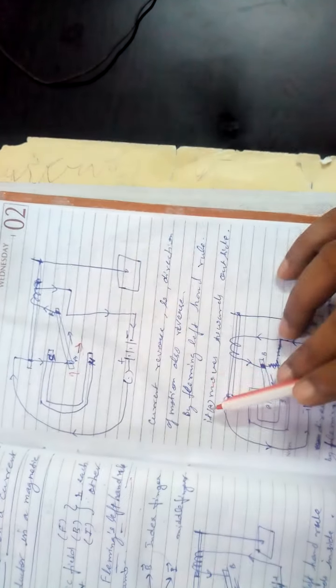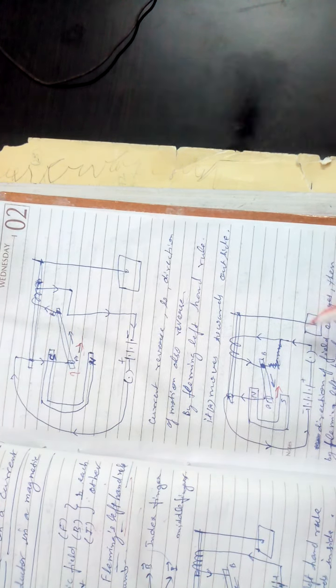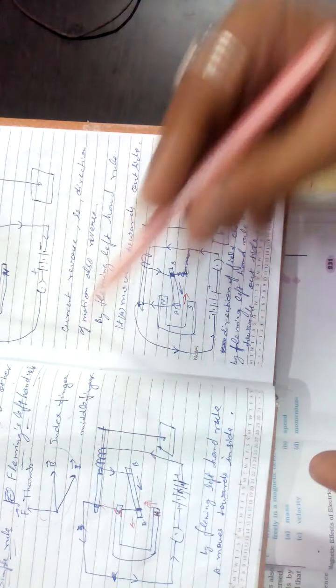Just I have changed. The field is the same, but in the next case A moves towards the outside. In this case, I am changing only the magnetic field; the current is as it is, what was given in the beginning. B to A, here also B to A.